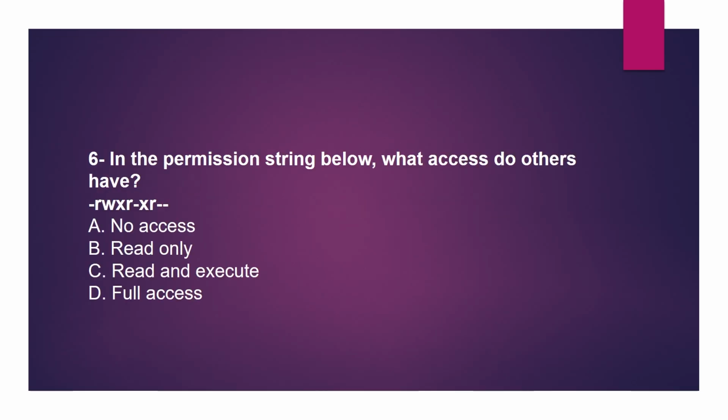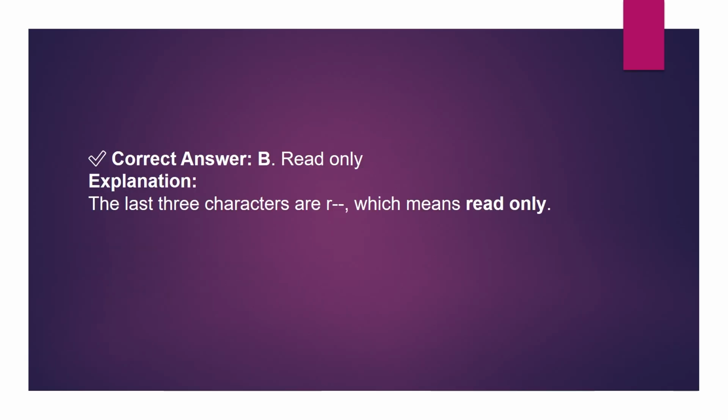Number 6. In the permission string below, what access do others have? Correct answer is read only. The last 3 characters are R dash dash, which means read only.